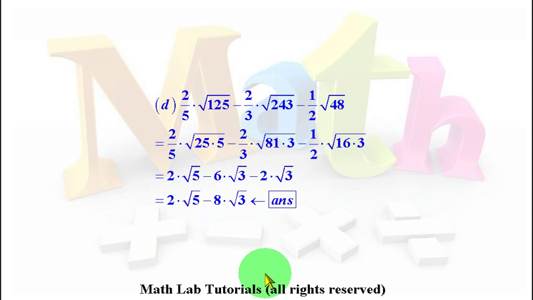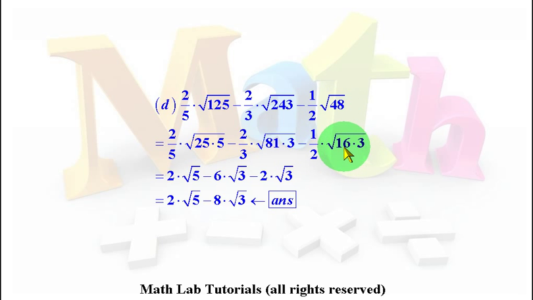We'll just continue with part D. We have 2 over 5 times square root 125 minus 2/3 times root 243 minus 1/2 times square root 48. And it's time to try to reduce the radicals. I notice that 125 can be rewritten as 25 times 5. 243 can be rewritten as 81 times 3. And 48 can be rewritten as 16 times 3.